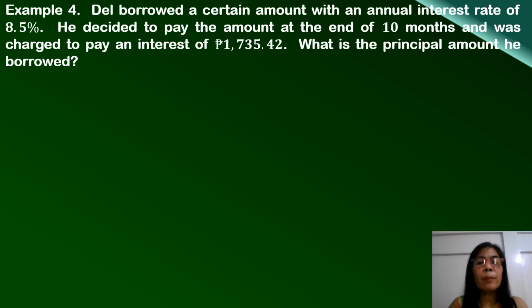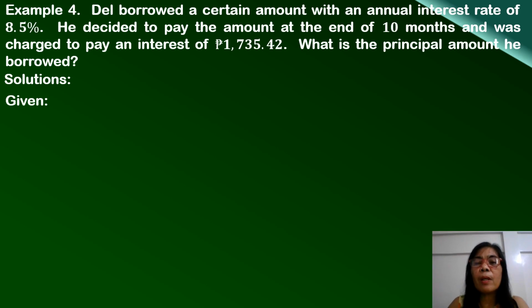Here is the problem. Dell borrowed a certain amount with an annual interest rate of 8.5%. He decided to pay the amount at the end of 10 months and was charged to pay an interest of 1,735 pesos and 42 centavos. What is the principal amount he borrowed? We start our solution by identifying what are given.